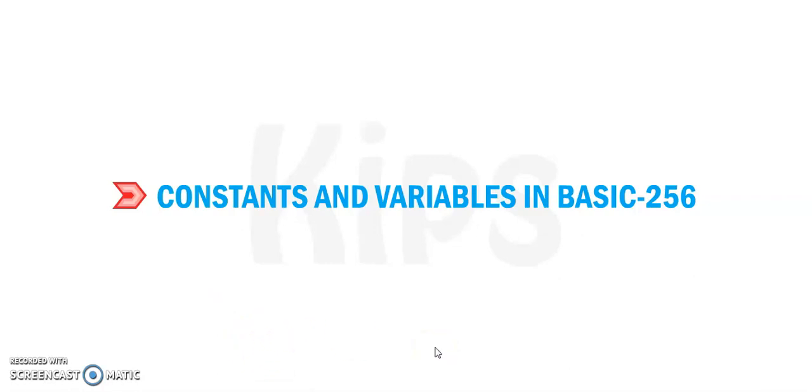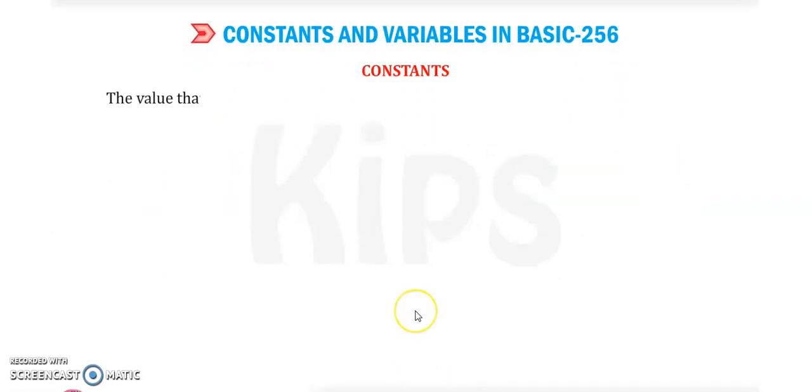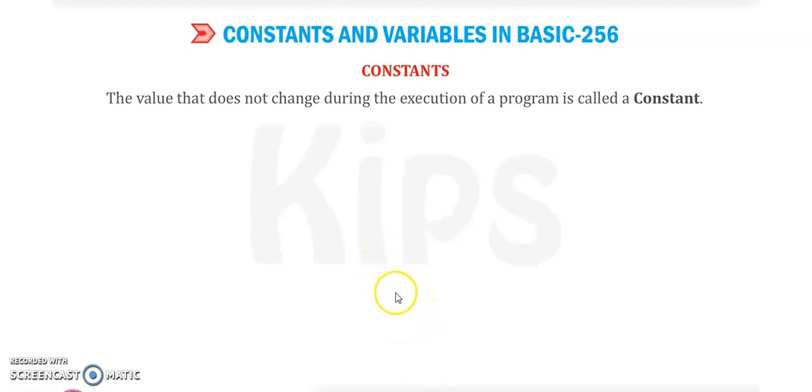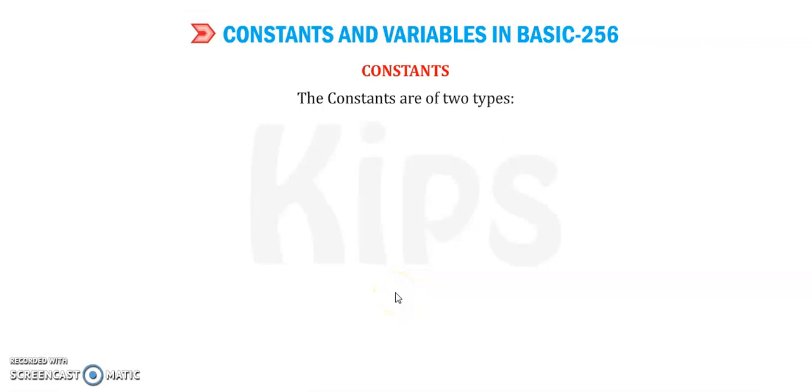In programming, we use these terms, constants and variables. So now open your book, page number 63. What are constants? The value that does not change during the execution of a program is called a constant. Constants are of two types in BASIC.